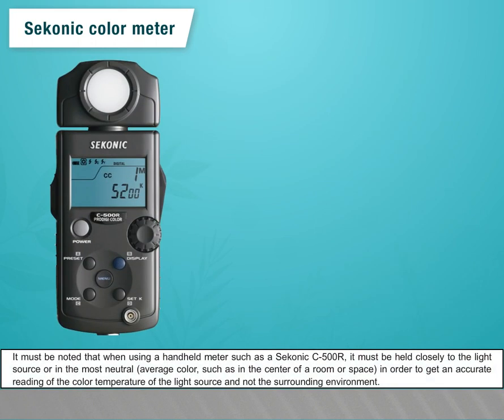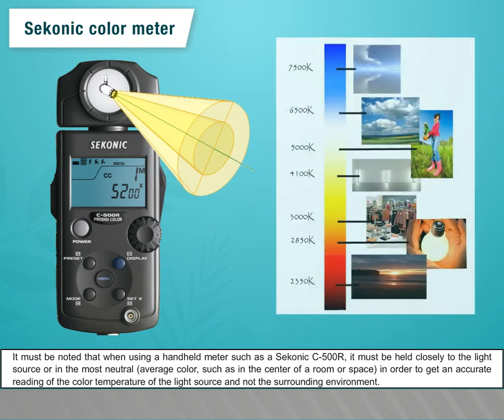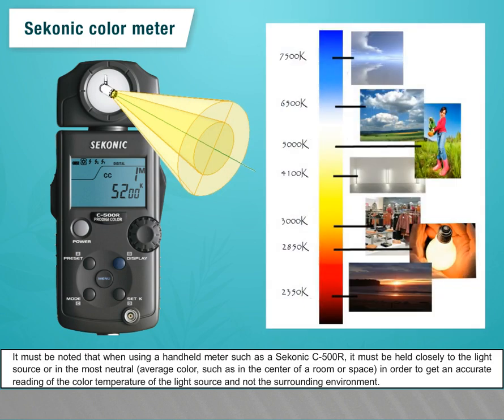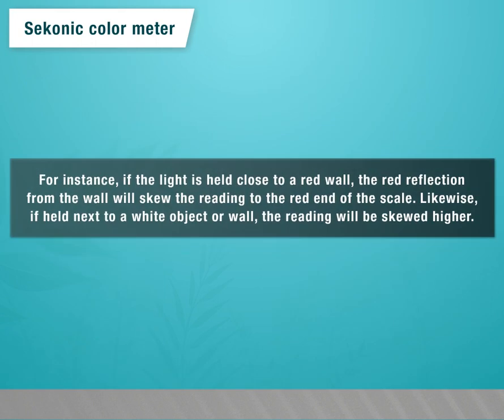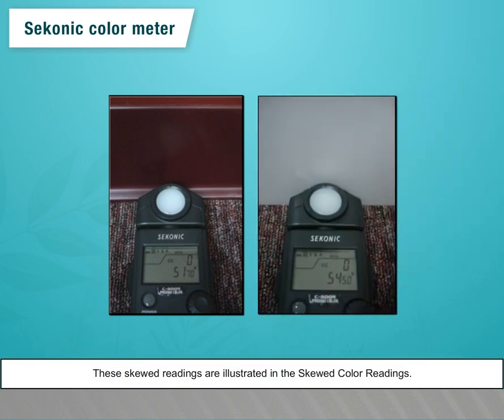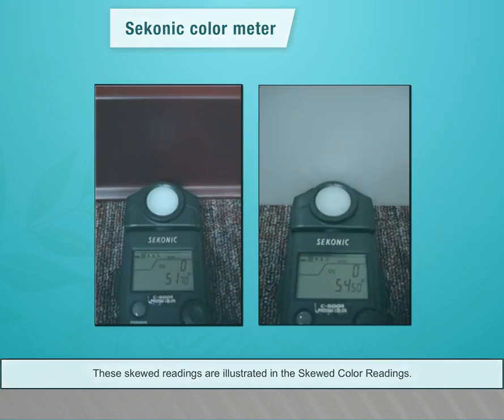It must be noted that when using a handheld meter such as a Seconic C500R, it must be held closely to the light source or in the most neutral, that is average color, position, such as in the center of a room or space, in order to get an accurate reading of the color temperature of the light source and not the surrounding environment. For instance, if the meter is held close to a red wall, the red reflection from the wall will skew the reading to the red end of the scale. If held next to a white object or wall, the reading will be skewed higher. These skewed readings are illustrated in the skewed color readings figure at right.